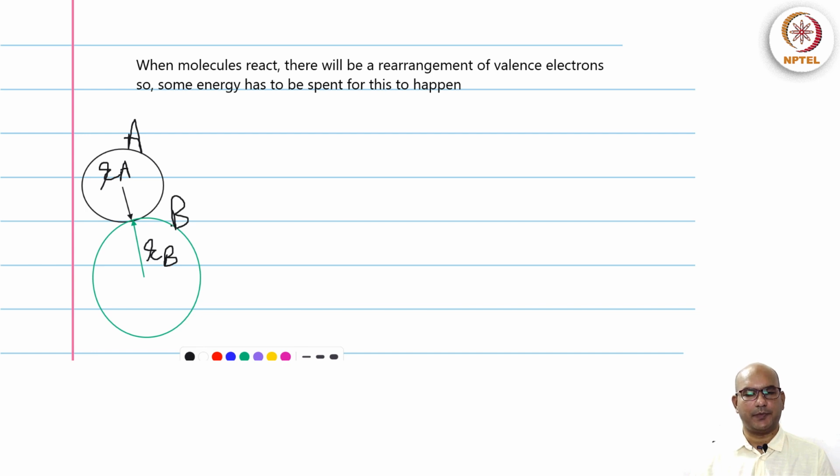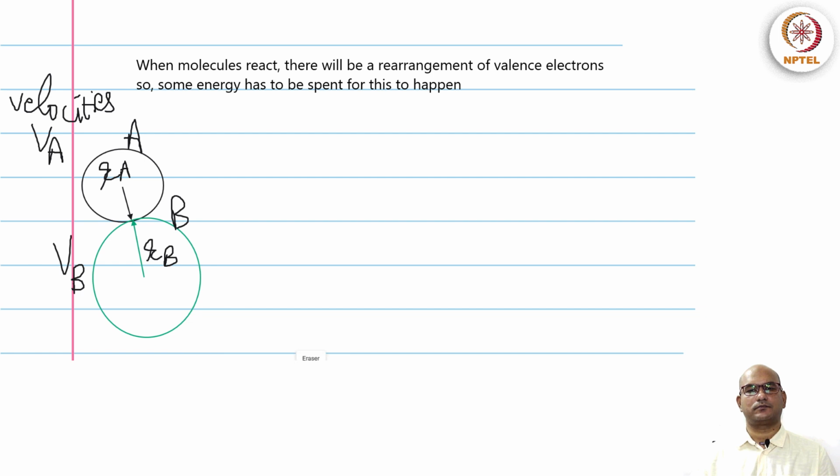Molecule A and molecule B. Now, let's say they are moving with velocities VA and VB. We will assume that B is stationary for the purpose of derivation.